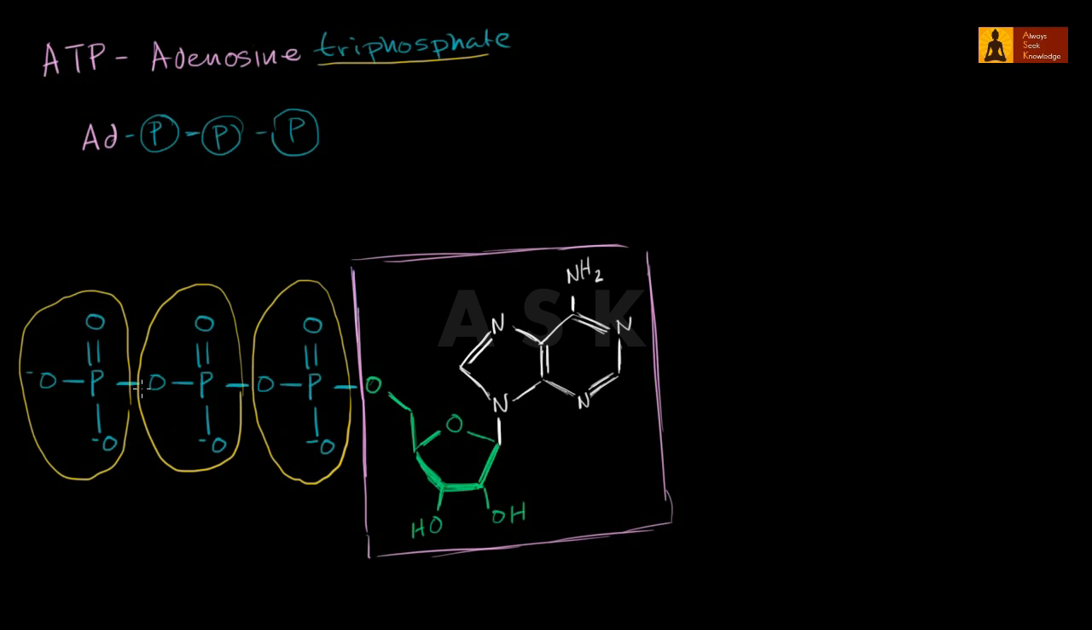It means that the electrons in this bond are in a high energy state. And if somehow this bond could be broken, these electrons are going to go into a more comfortable, lower energy state. And as they go from a higher energy state into a lower energy state, they are going to release energy.